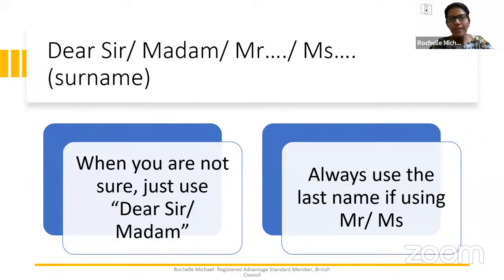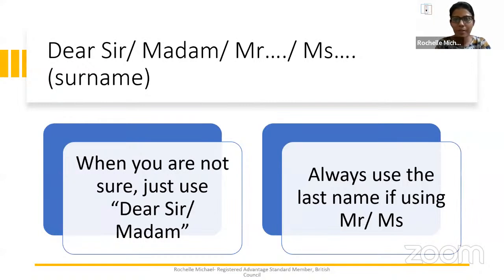Generally, in an extremely formal setting, we use dear sir or madam. That is when you don't know who is at the other end. You don't know if it's a male or a female who is receiving your email or letter, so you end up just putting dear sir or madam. You can use the slash. You don't have to say sir or madam, you can just say dear sir, madam. If you know who is receiving your letter, it could be, for example, Mr.